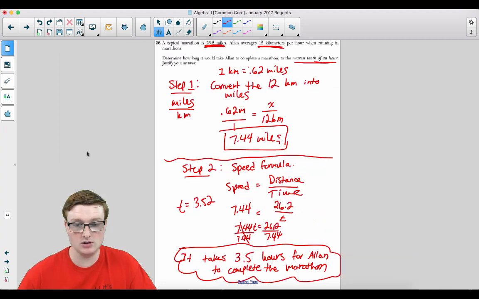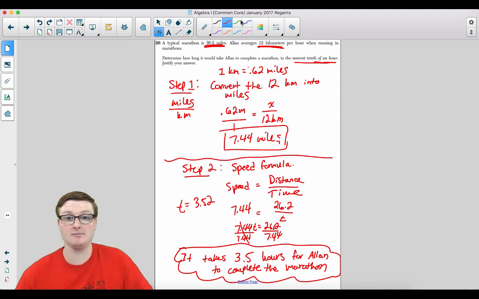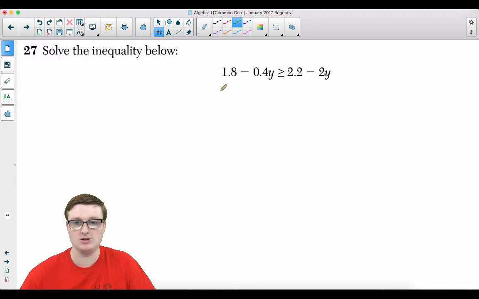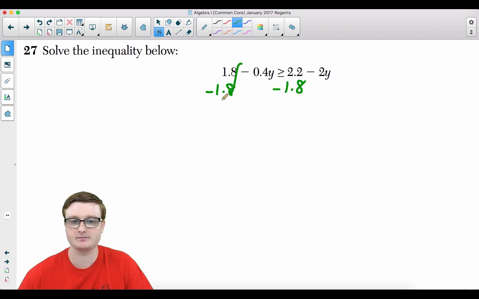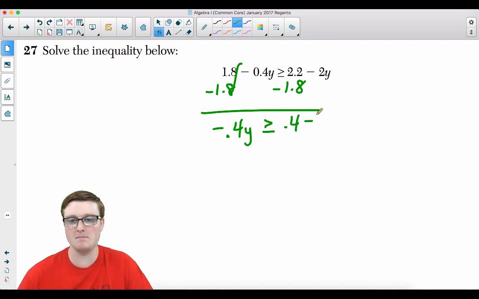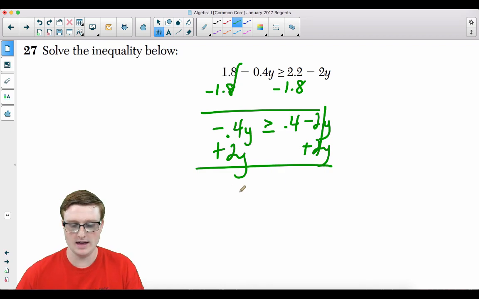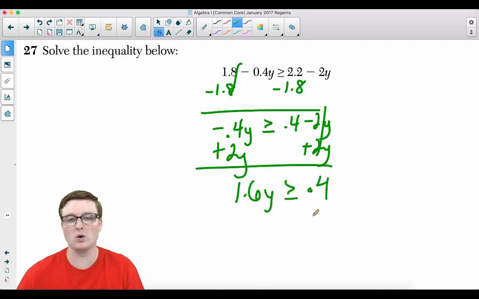Okay, moving on to question number 27. Here we go. Solve the inequality below. Nice. So we're going to subtract the 1.8 on both sides. We get negative 0.4y is greater than or equal to 0.4 minus 2y. I'm now going to add that 2y to both sides. We then get 1.6y is greater than or equal to 0.4.